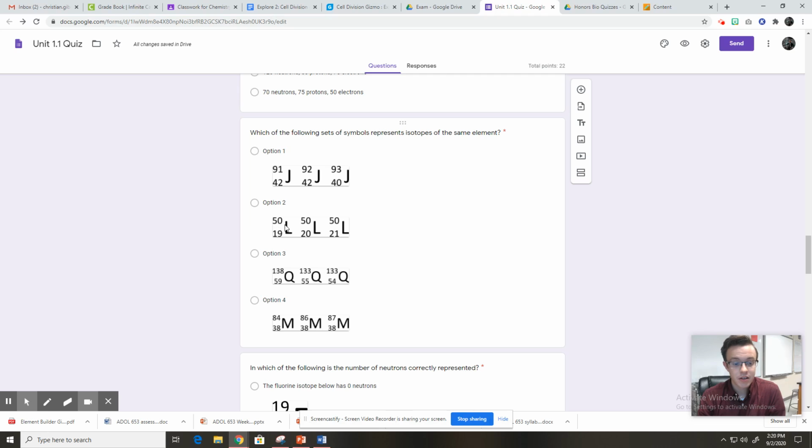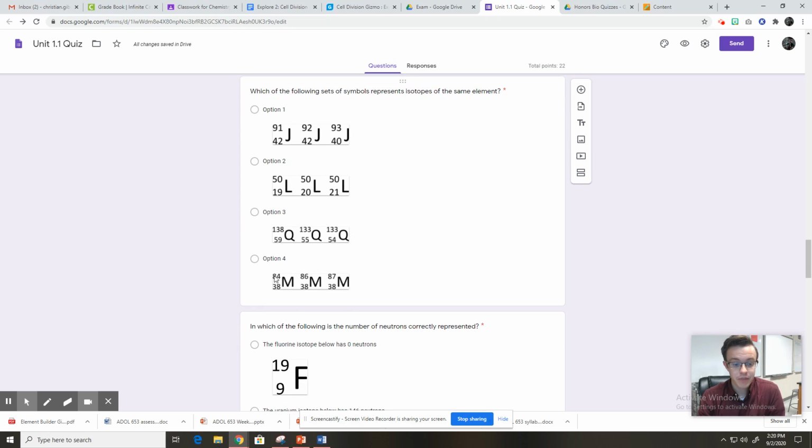Option 2, all 3 have mass numbers of 50. The first one has an atomic number of 19, the second one has an atomic number of 20, and the third one has an atomic number of 21. The third option, the first one has a mass number of 138 and an atomic number of 59. The second one, mass number 133, atomic number 55. The third one, mass number 133, atomic number 54.